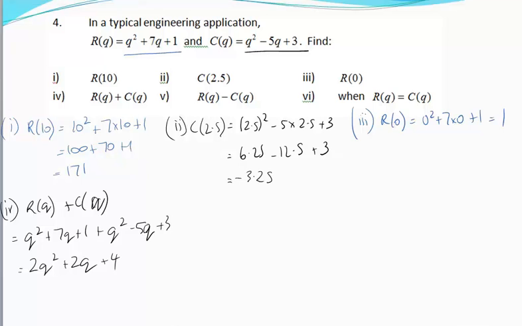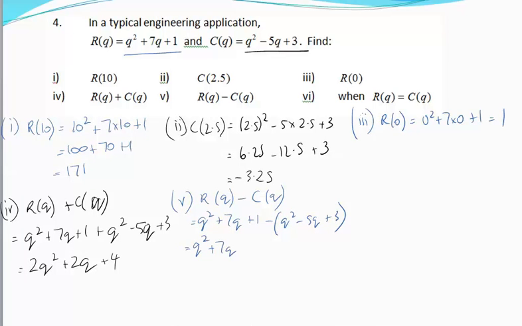So for 5, we have r of q minus c of q here. So we have q squared plus 7q plus 1 minus, we'll put it all in brackets to make our negative easier, q squared minus 5q plus 3. So we're having q squared plus 7q plus 1 minus q squared plus 5q minus 3. So q squared minus q squared is nothing. 7q plus 5q is 12q. And plus 1 minus 3 is minus 2 here.